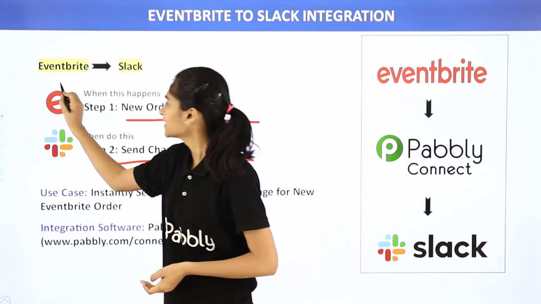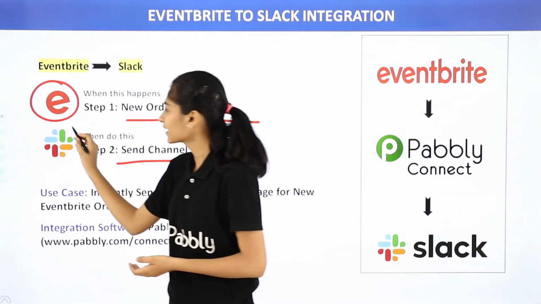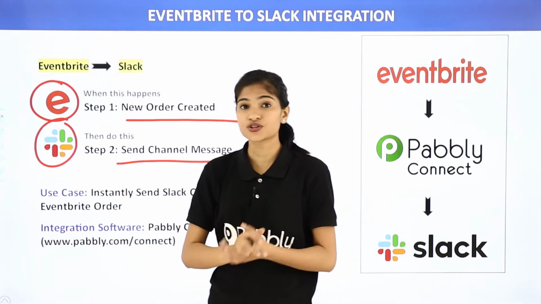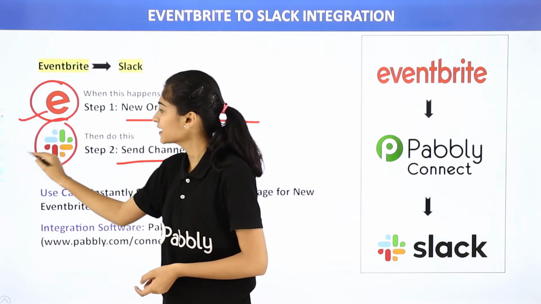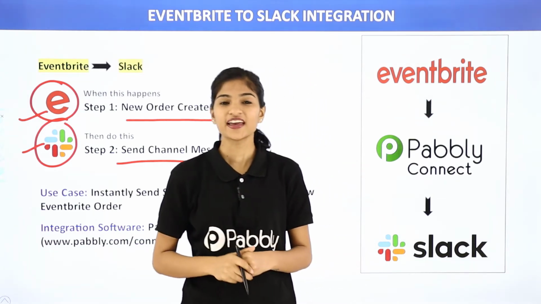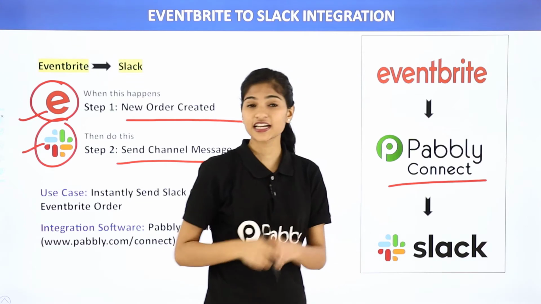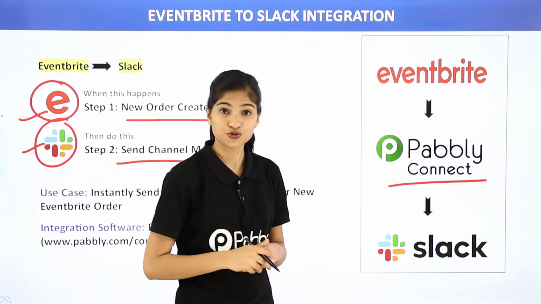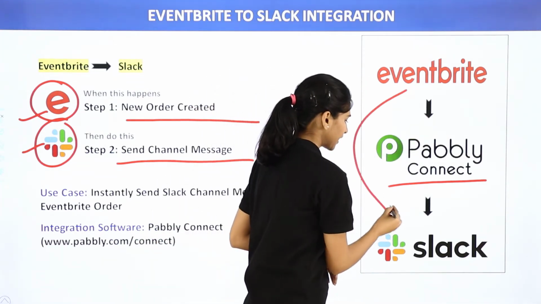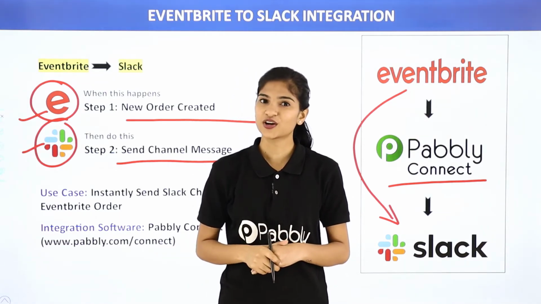So Eventbrite is an event management and ticketing website, whereas Slack is a messaging tool. The issue here is that Eventbrite and Slack don't have any integration between them, and that is why we are going to use Pabbly Connect. So Pabbly Connect is an integration software which will help you to transfer the data from Eventbrite to Slack. The best part here is you don't require any knowledge of coding.